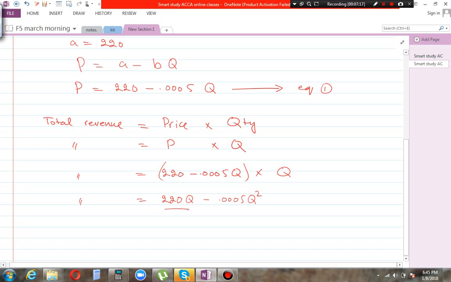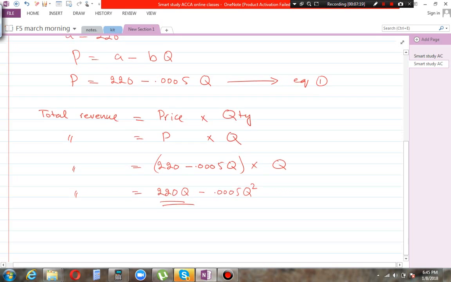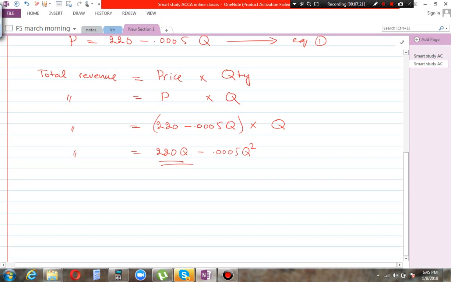Now we have another equation, in which the formula for the marginal revenue is A minus 2BQ, right? It's similar to the demand equation, but the slope is double that of the demand equation, so it is 2BQ. So marginal revenue is equal to A minus 2BQ, right?